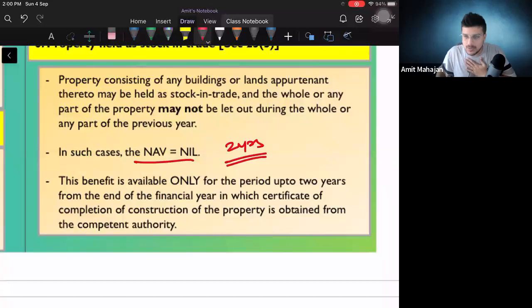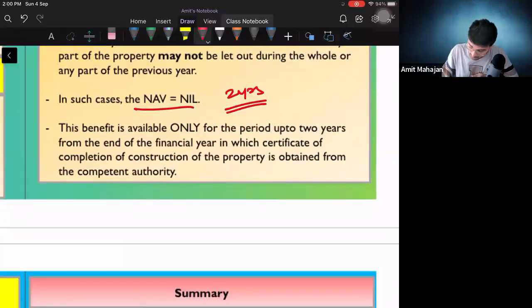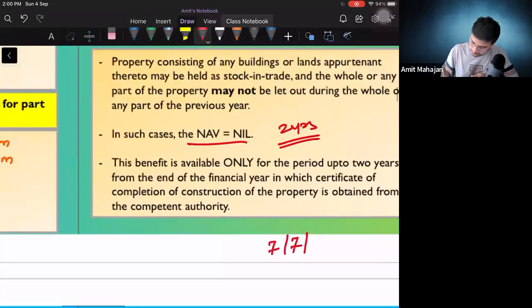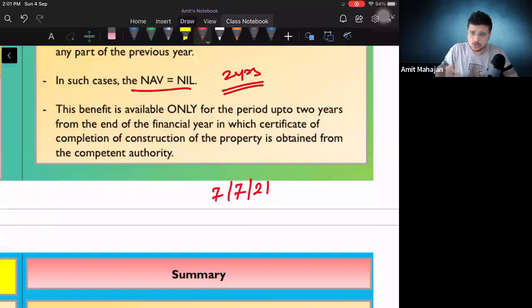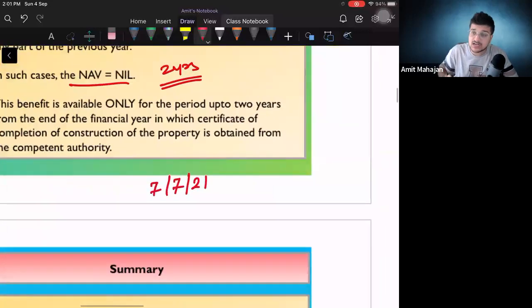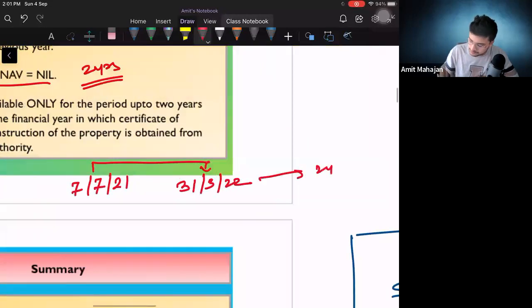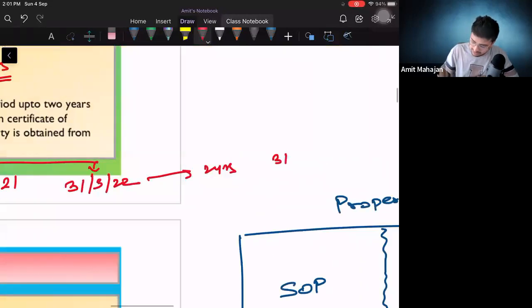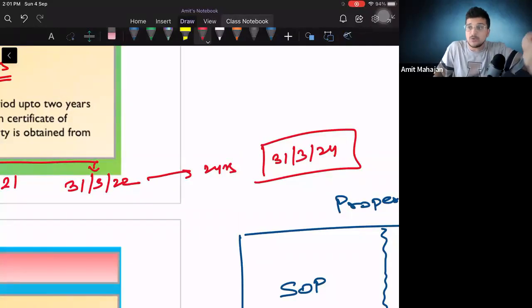For example, I am the builder. My entire building is ready on 7/7/21. So 2 years will not start from 7/7/21. 2 years will start from the end of the financial year. Meaning whenever the completion certificate is received, its end of the financial year comes to 31/3/2022, and from there 2 years. So can I say it is going to be till 31/3/24, basically till financial year 23/24, the NAV of these properties is going to be 0, but from the next year it is going to be expected rent if I don't give these properties on rent.